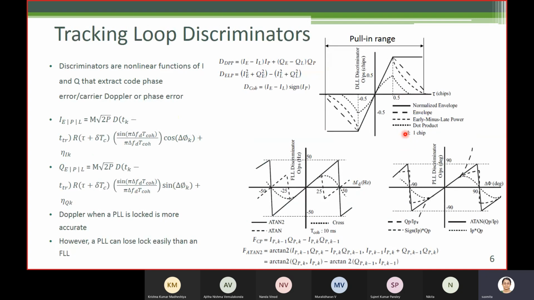Late is shifted behind the prompt by D by 2 chips. So the code phase offset between early and late is D. Now the standard value of D is 1 chip. It can be shown that for these discriminators, the ones that are shown here, the linear range is within plus minus D by 2. Since D is equal to 1 for this plot, it is plus minus 0.5.